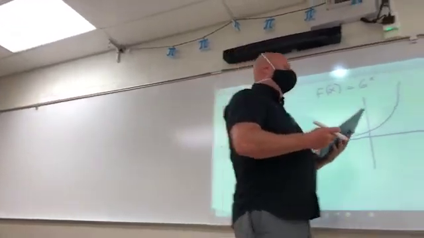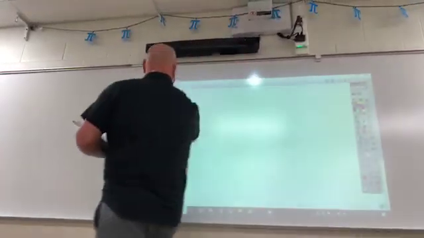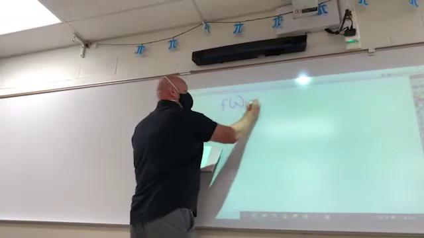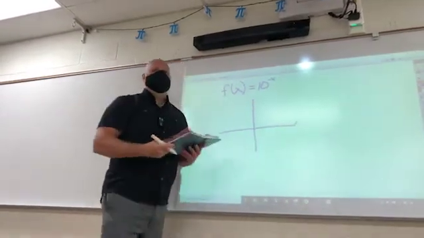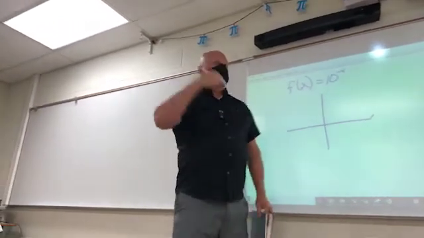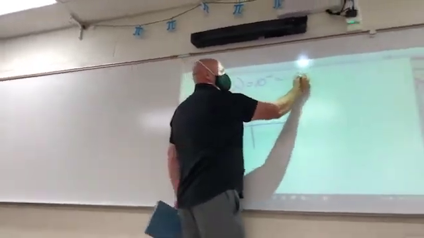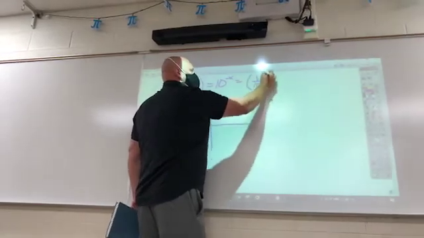14, is that going to be growth or decay? But it's a 10. Why is it decay? Because of that negative exponent. What do we do with negative exponents? We flip. That is the equivalent of 1/10 to the x power.